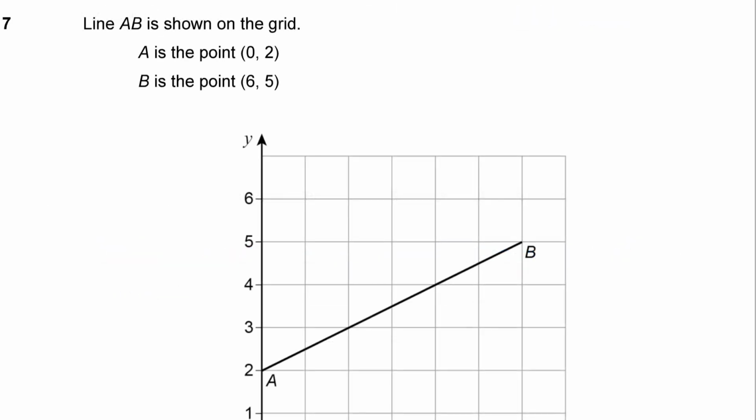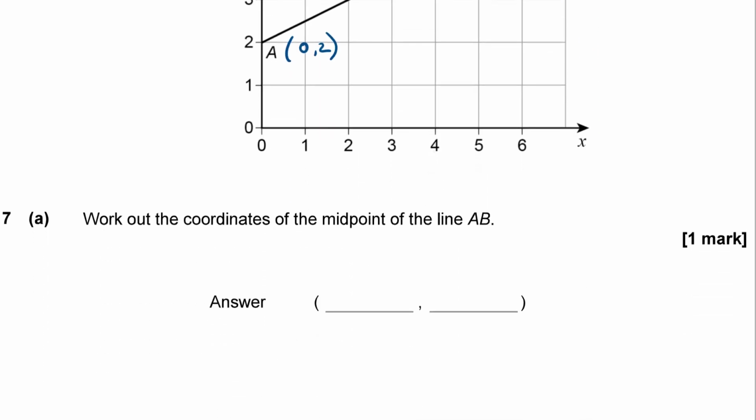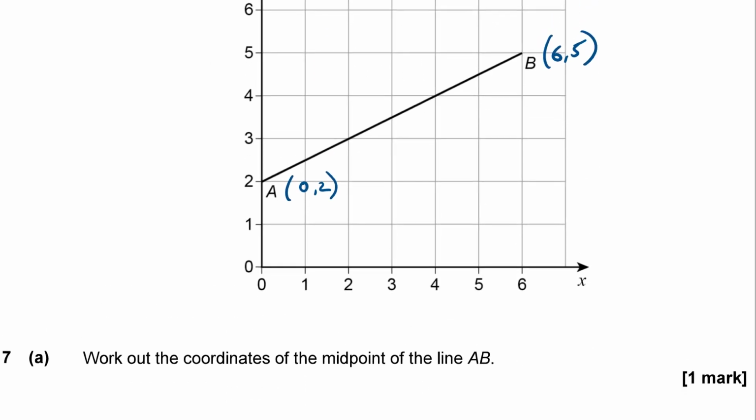Question 7. Line AB is shown on the grid. A is the point 0, 2. I'm just going to add that onto the diagram. 0, 2. And B is the point 6, 5. So that's 6, 5 up there. Okay. So work out the coordinates of the midpoint of the line AB. So the midpoint is somewhere halfway between those two values, isn't it? So it's going to be somewhere around here.